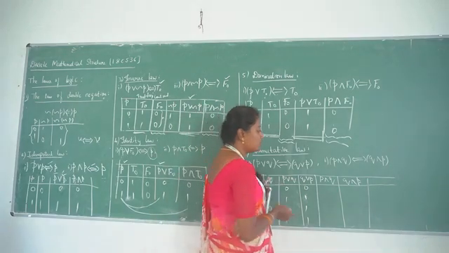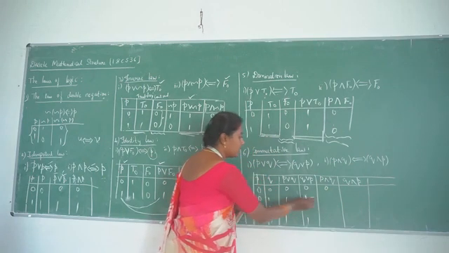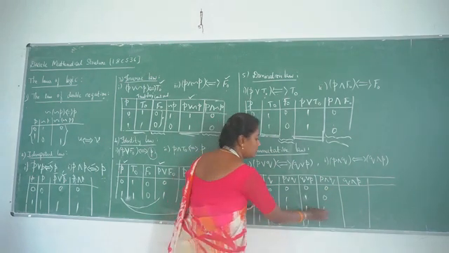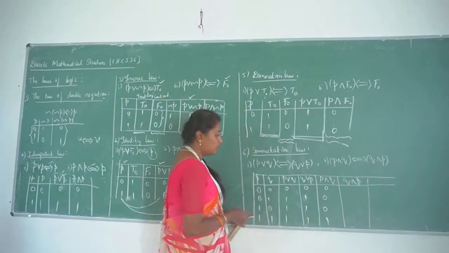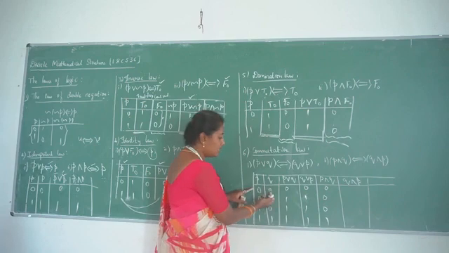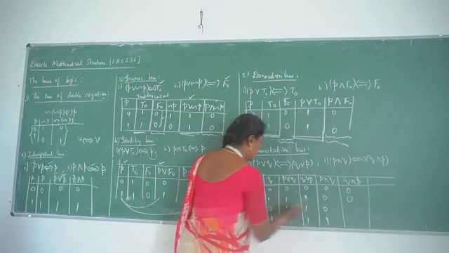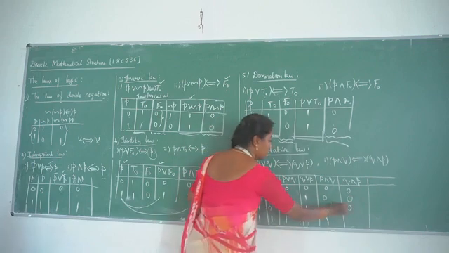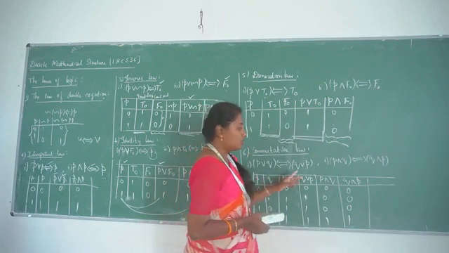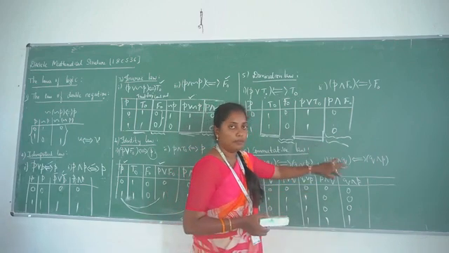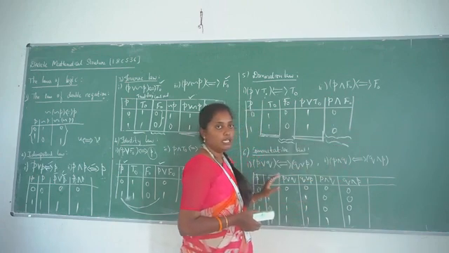Similarly for conjunction, P and Q, 0 and 0 is 0, 0 and 1 is 0, 1 and 0 is 0, 1 and 1 is 1. So we are left with 0, 0, 0, 1. Similarly Q and P, 0 and 0 is 0, 1 and 0 is 0, 0 and 1 is 0, 1 and 1 is 1. So again the conjunctions of PQ and QP have the same value. So we can say that the two compound propositions are logically equivalent.